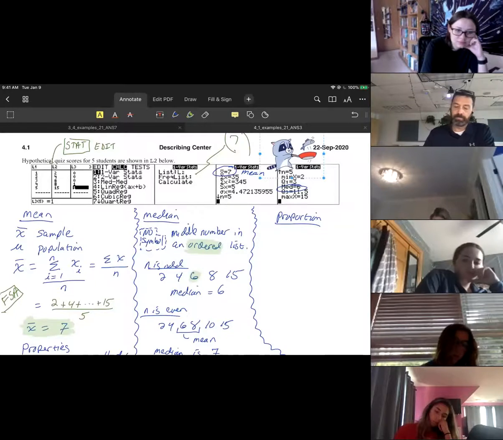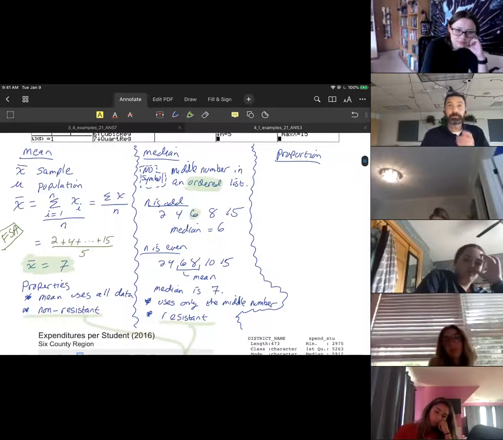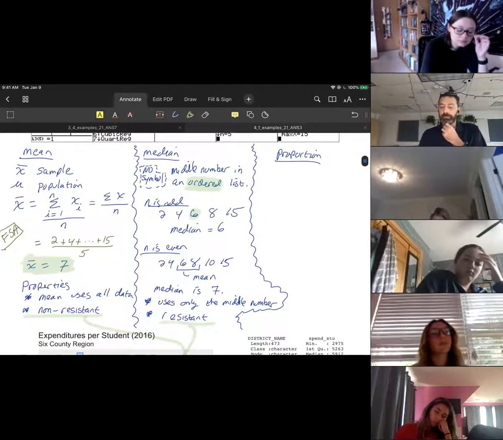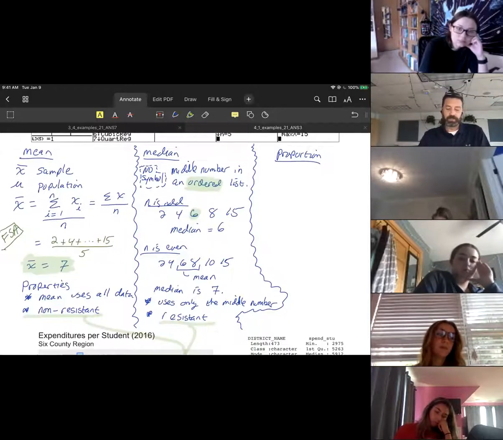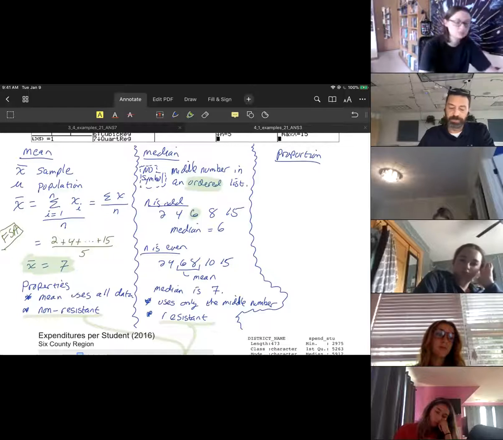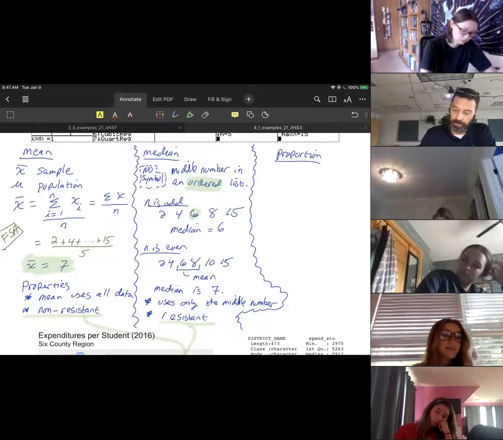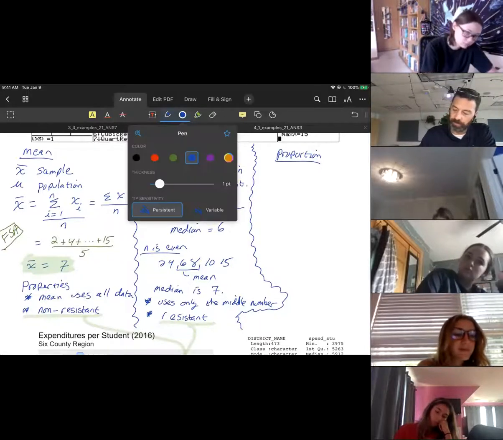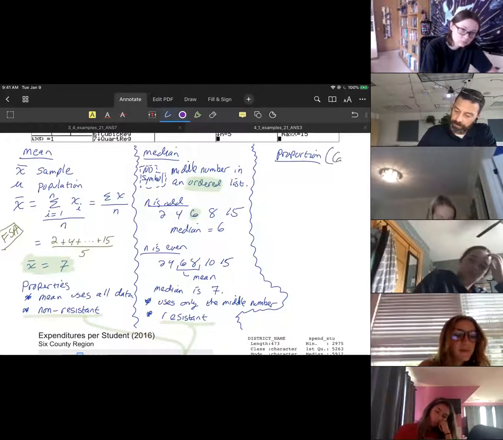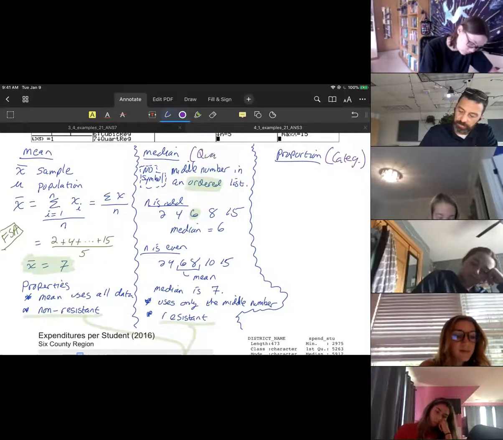So, all right, ready for the last topic? Yes, okay. So proportions are not used for quantitative data. Proportions are used to summarize the center of categorical data. And I'm going to go back and fill in a couple words with the lovely purple. Proportions are used for categorical, whereas median is for quantitative and mean is for quantitative.